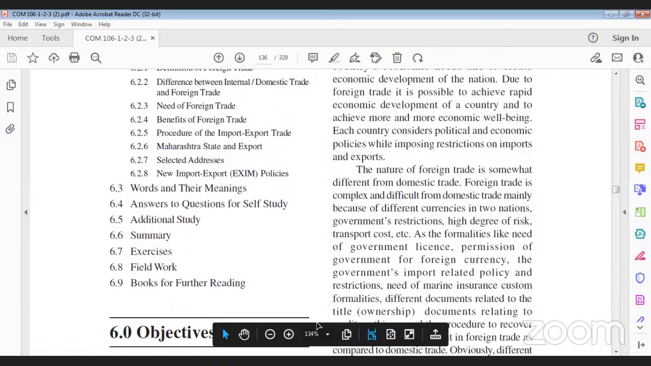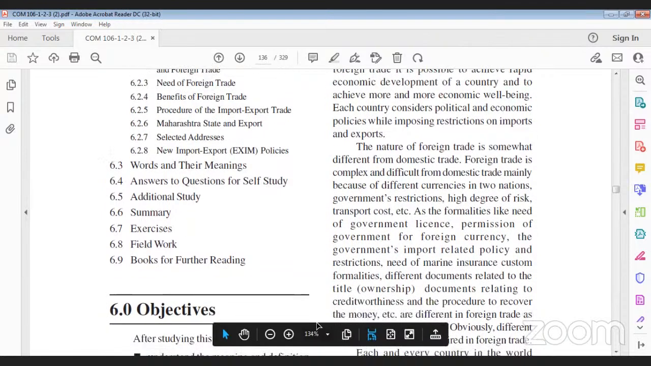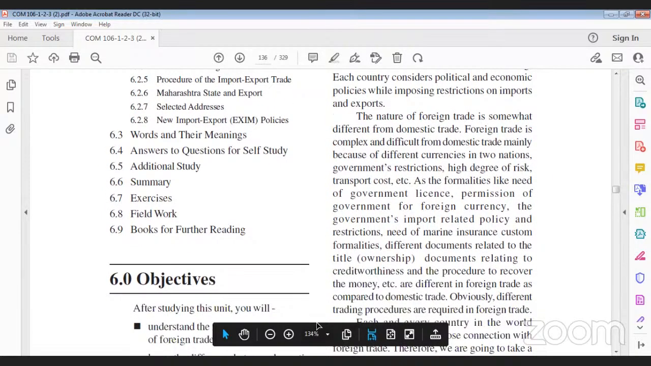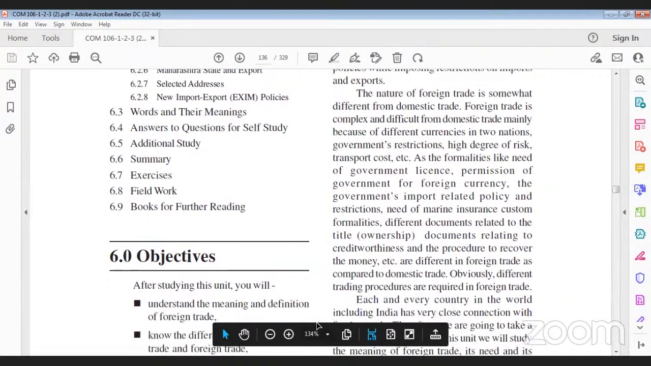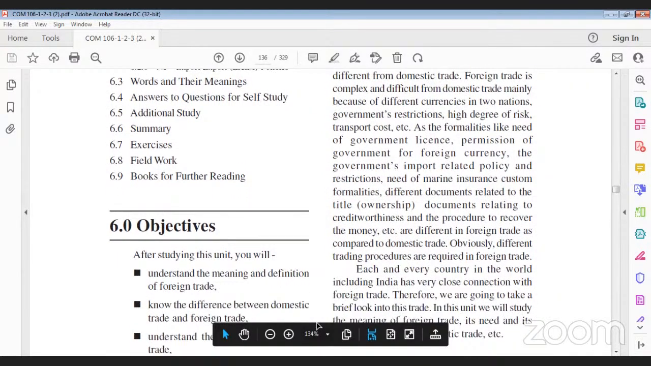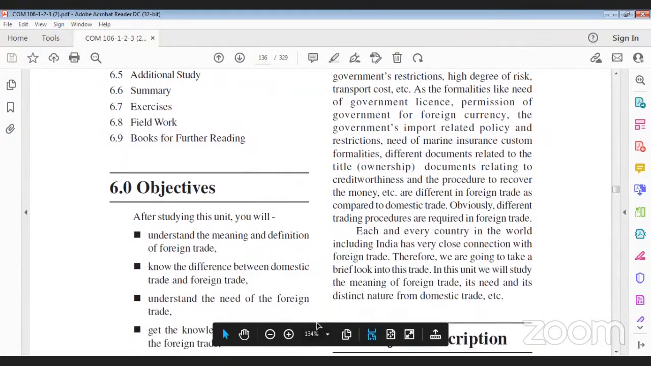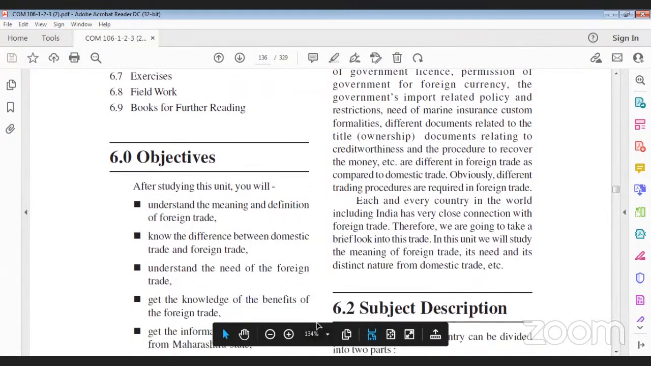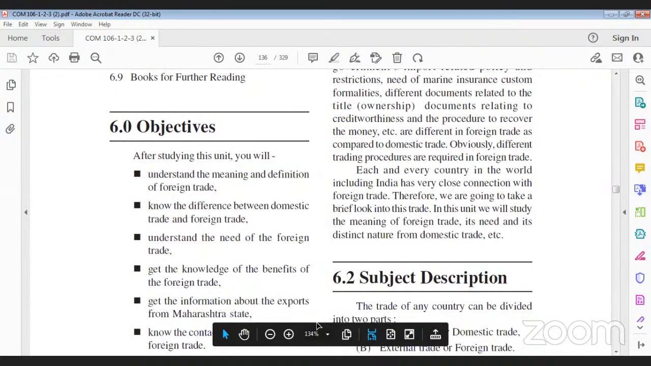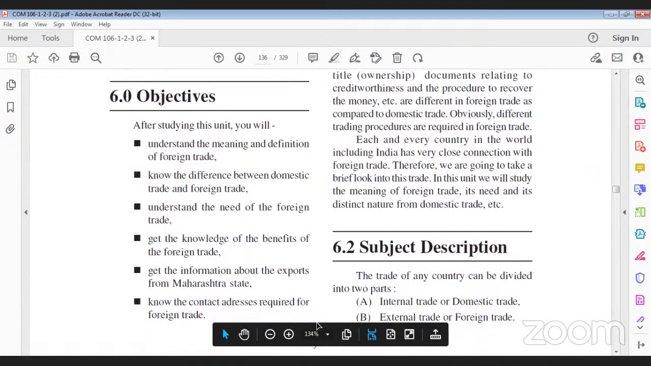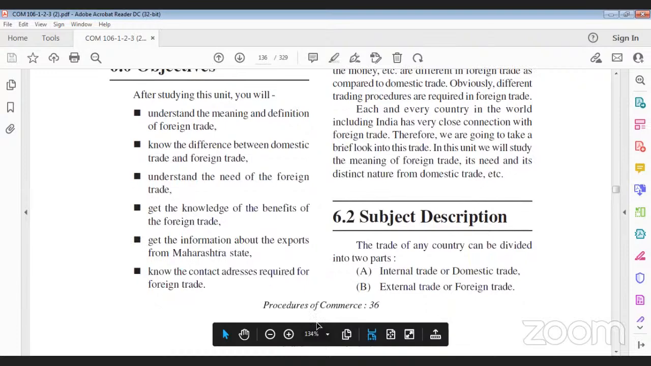Here, the definition of foreign trade is also given. When the purchase and sale of goods and services take place among the business organizations of two or more countries, then such trade is called foreign trade. It is also known as international trade. It includes import trade, export trade, and interport trade.